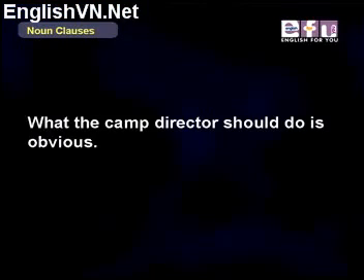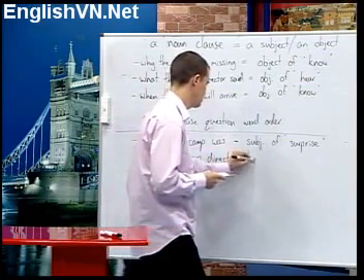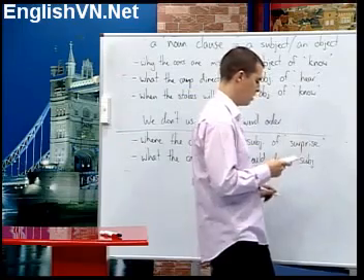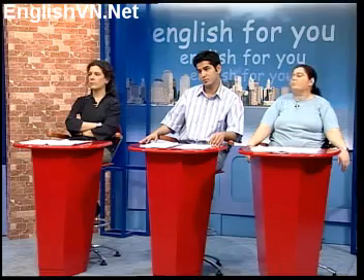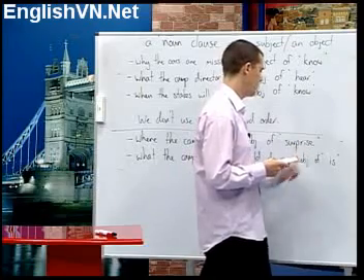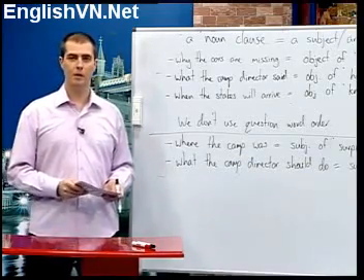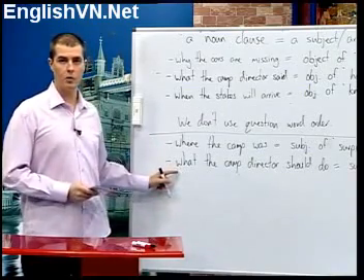And the second sentence, we have what the camp director should do. What the camp director should do. And this is the subject of the verb is. Subject of is. What the camp director should do, subject of the verb is. What the camp director should do is obvious. And remember, a question word is still used to begin the noun clause when it's a subject.